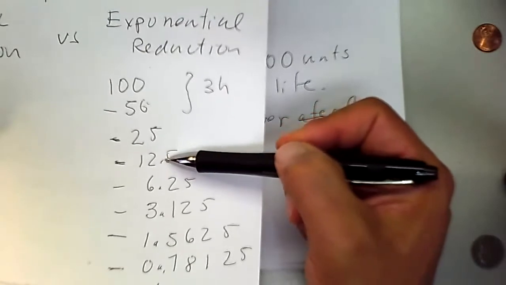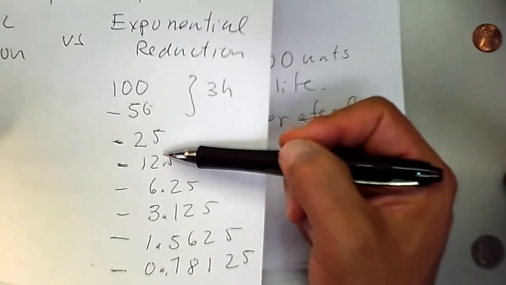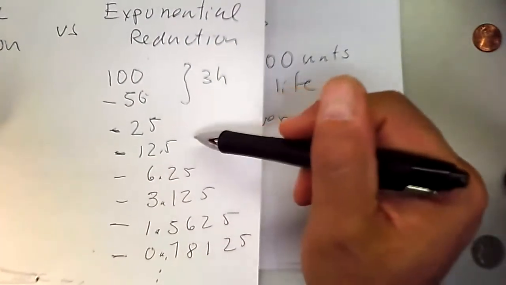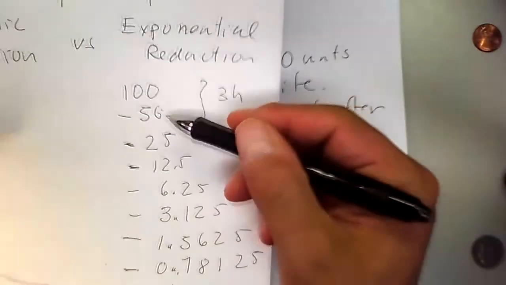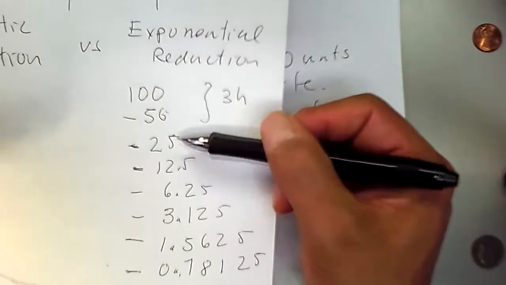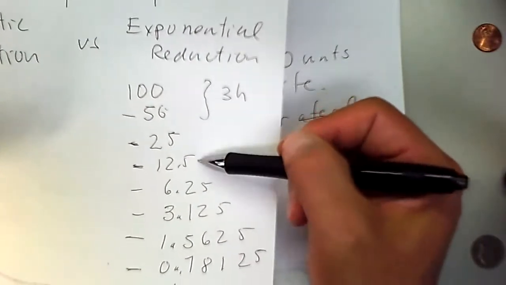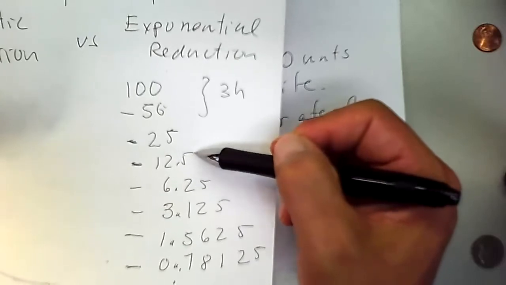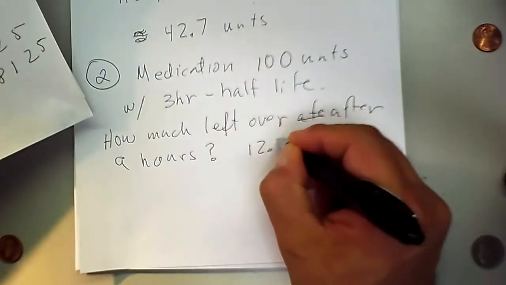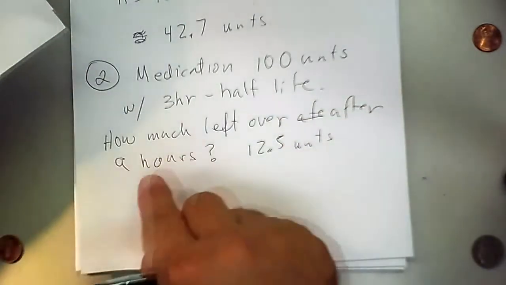And then by the time we get here, we're taking away 75 plus 12.5, which is 87.5. And if you take away 87.5 from 100, then we get 12.5, which is a coincidence. It always gives us this number. So the answer is 12.5 units. Okay, so after 9 hours.